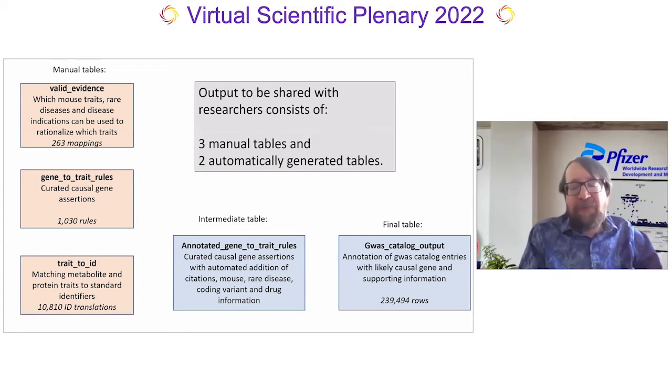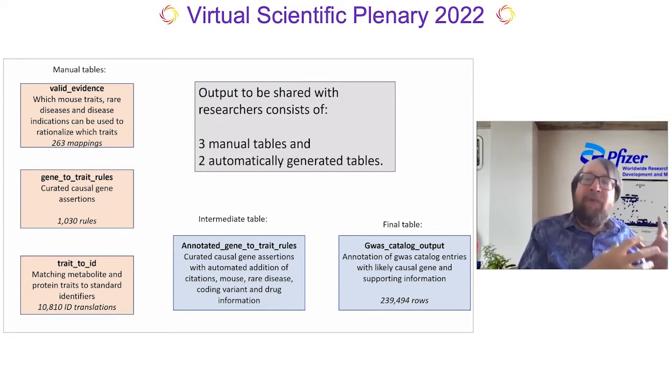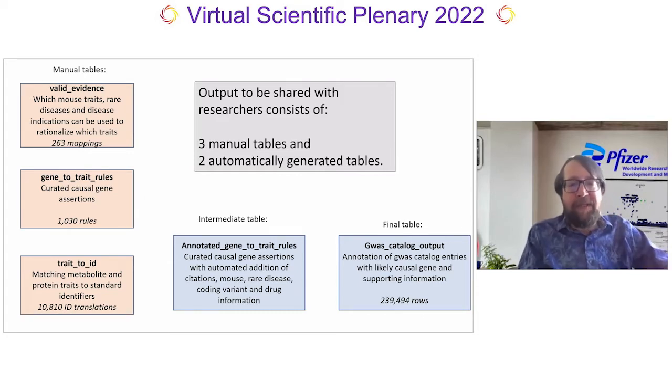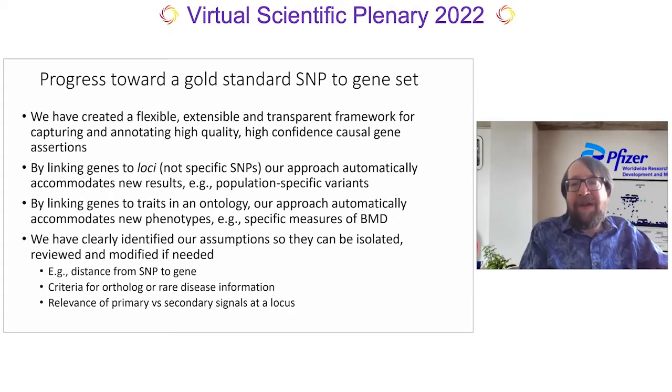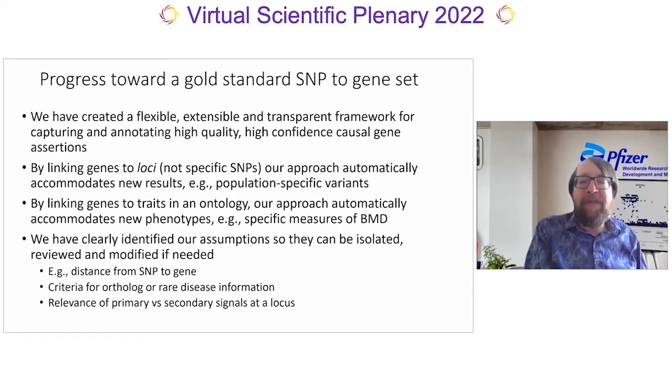So what we've generated, and what we're working hard to get out to researchers as quickly as possible, is this set of references, basically a set of gene-to-trait rules, the criteria by which a particular mouse phenotype or rare disease trait can be linked to a particular trait, and then the application of those to the GWAS catalog. So I'm out of time here, but again, what we've aimed for, and what I think we've achieved, is a flexible and transparent framework for how we've annotated what we would like to believe are true causal genes, that people can use to either annotate their own GWAS or begin to build or train models as we try to get better at automating the process of mapping SNPs to genes.